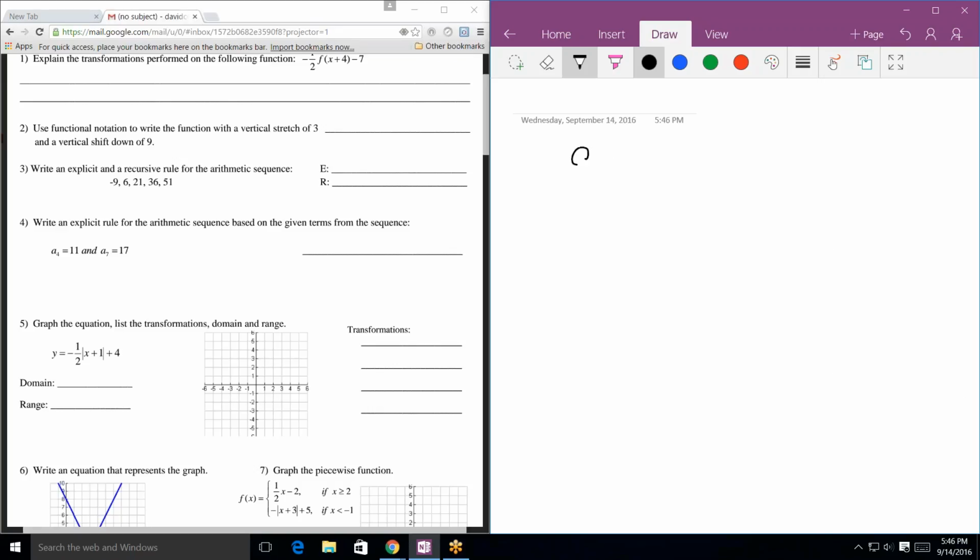So the next one says a sub 4 equals 11 and a sub 7 equals 17. So how do we figure out what the explicit rule for that sequence is? Start with the general. You can figure out the difference between the two. Well, that's one way to do it. What's the difference between the two?